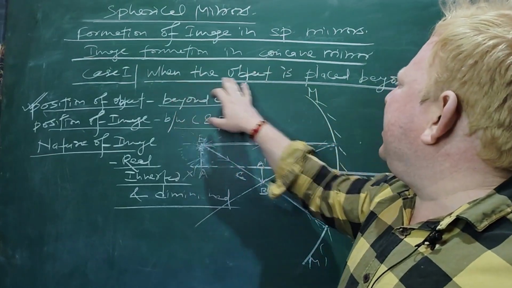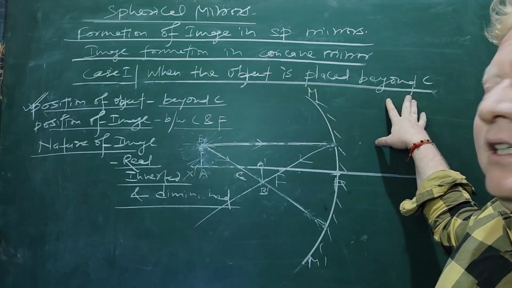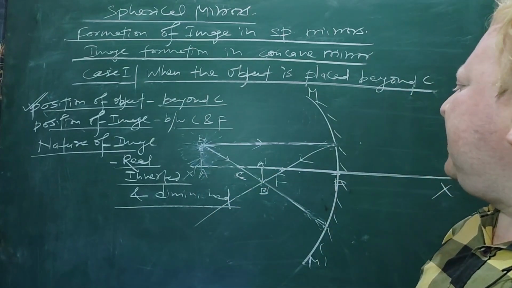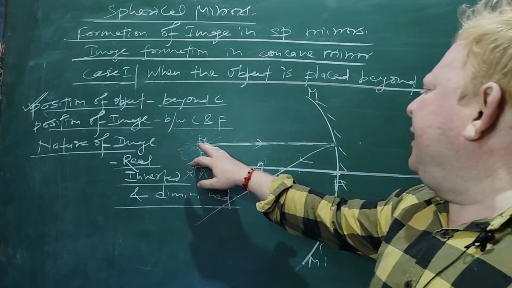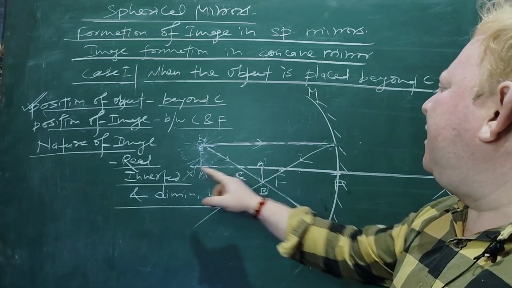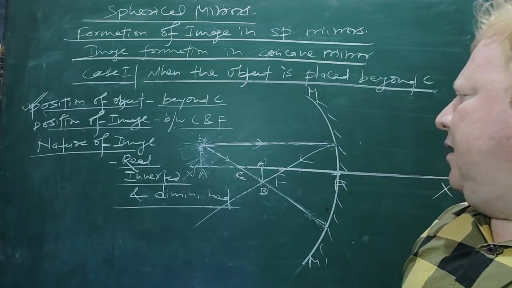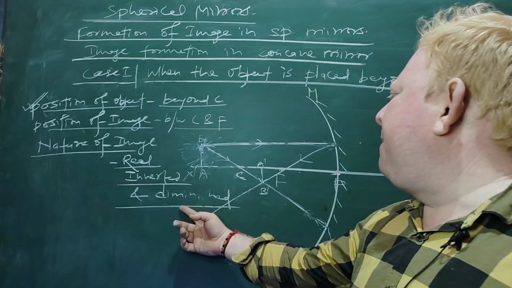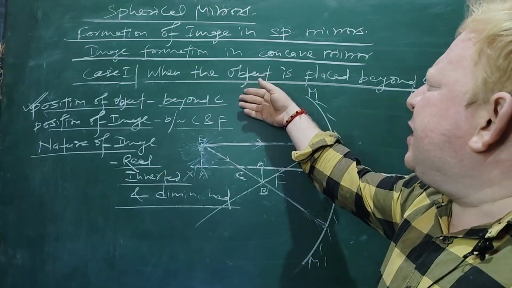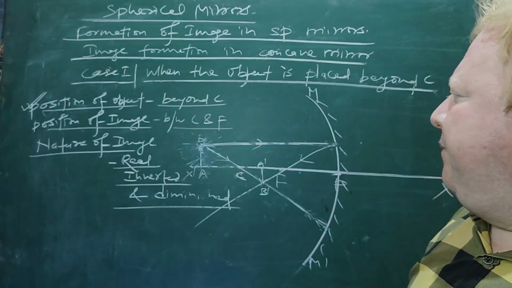Case 2 is basically when the object is placed beyond C. So when the object is placed beyond C, you can see in this diagram light rays after reflection meeting in between C and F where a real, inverted and diminished image is formed. This is the size of image, and this is the nature of image, and this is the position of object, this is the position of image.